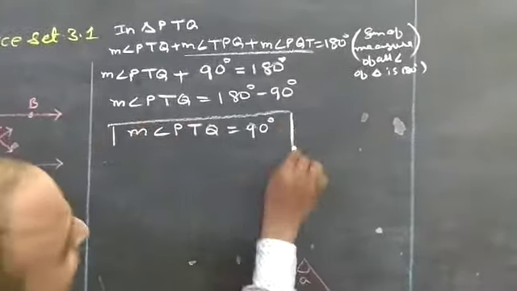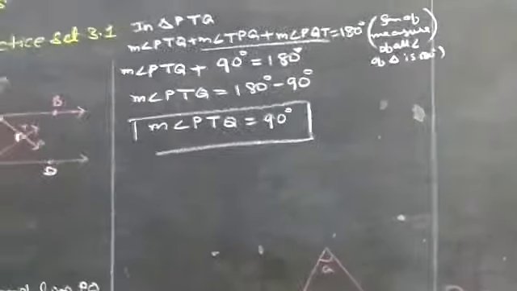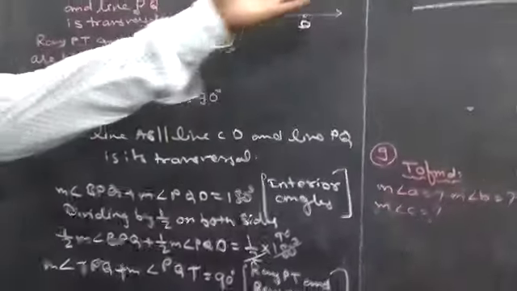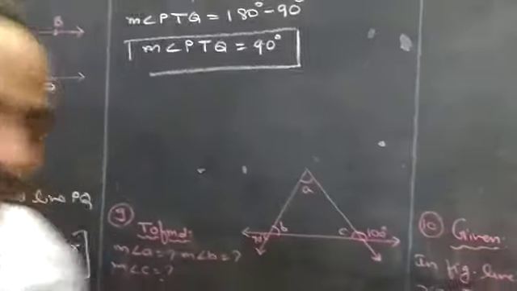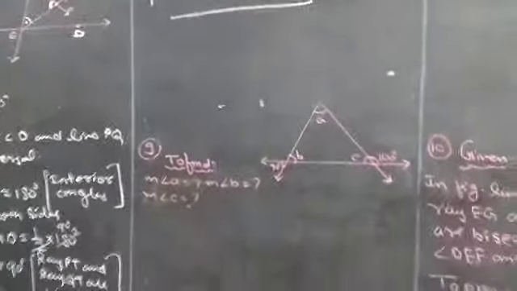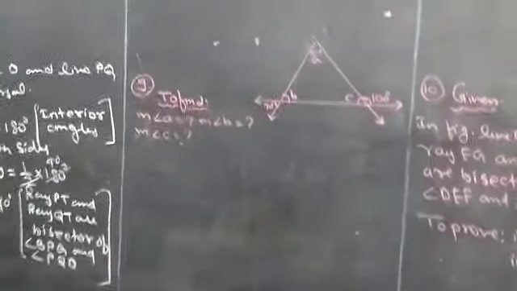So here we have proved that, which was asked in the question, prove that measure angle PTQ is equal to 90, and we have got the value. Okay, the first question, which was your question number 8, is over. Now question number 9, which is given in your textbook.